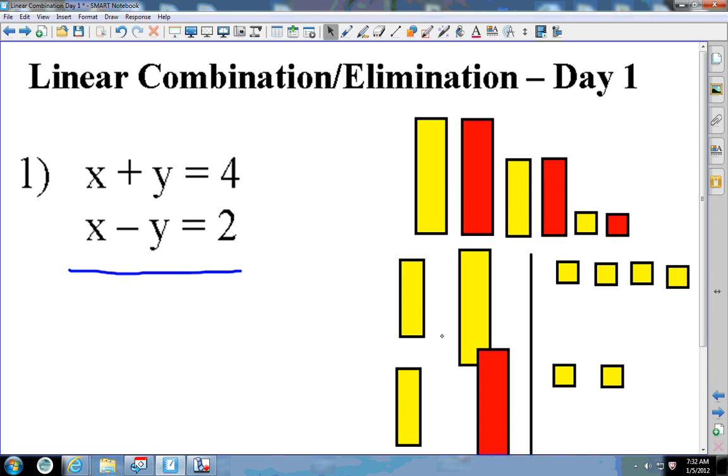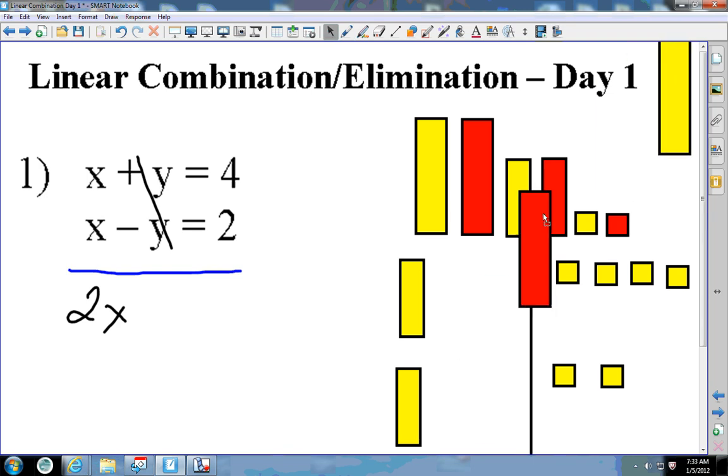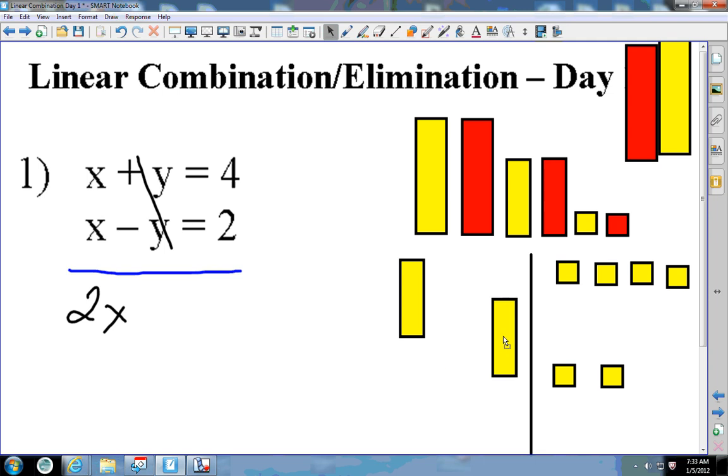Now, if I put these two equations together, if I add them together, what is x and x? How many x's do I have? 2. I have 2x. What happens when it's y minus y? They cancel out. They make a zero pair. So this would go away. So now on the left-hand side, I have 2x equals, and on the right-hand side, 6, because I have 4 plus 2, which is 6.